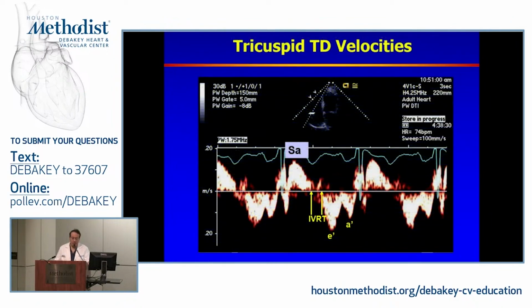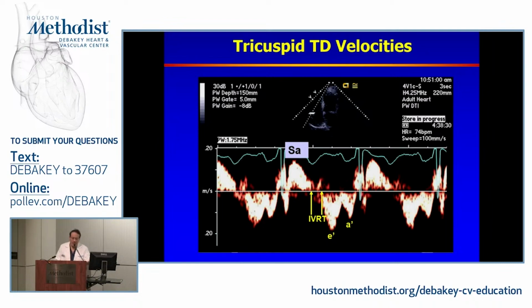That led to looking at other indices, and other indices are back to tissue Doppler velocities. The first one is the time interval between the end of the systolic ejection velocity and the onset of E prime. That time interval, the shorter it is, the higher the pressure. You can call it isovolumic relaxation time by tissue Doppler, and also the E to E prime ratio.